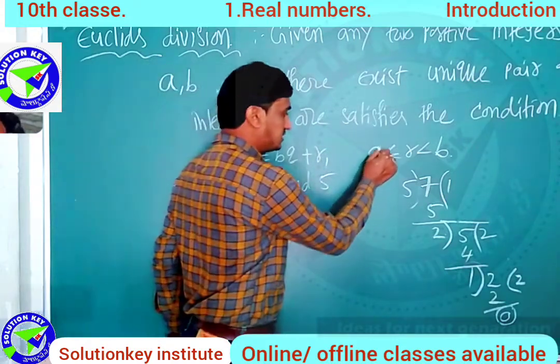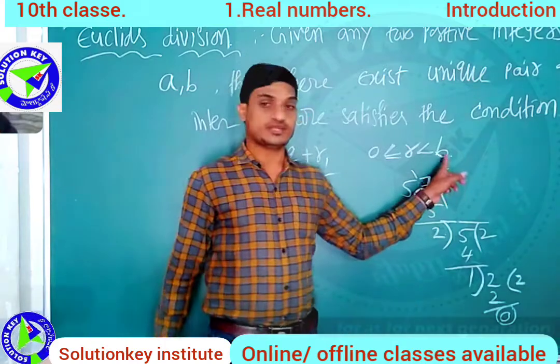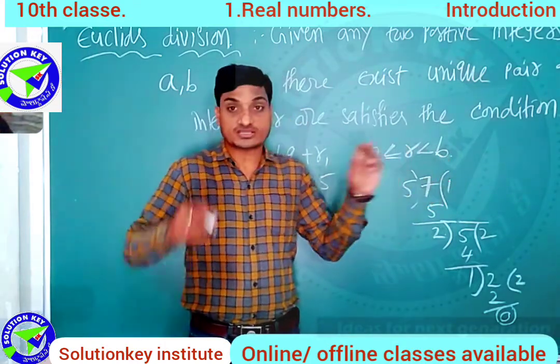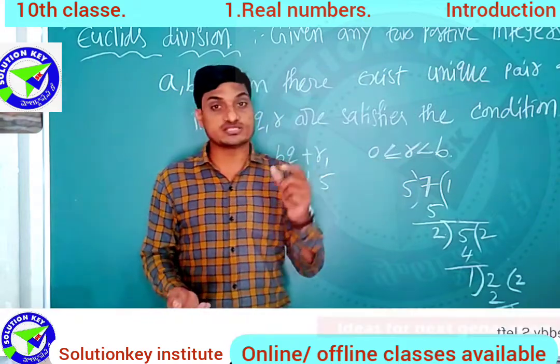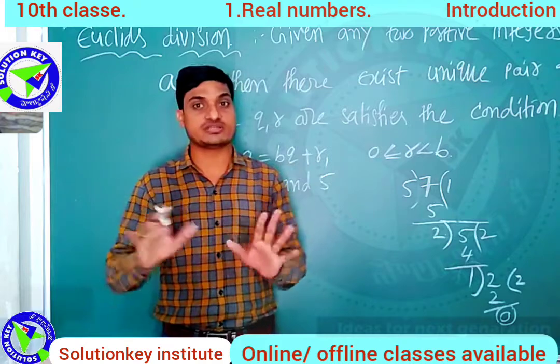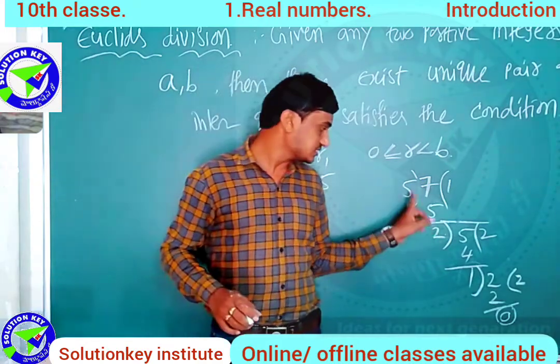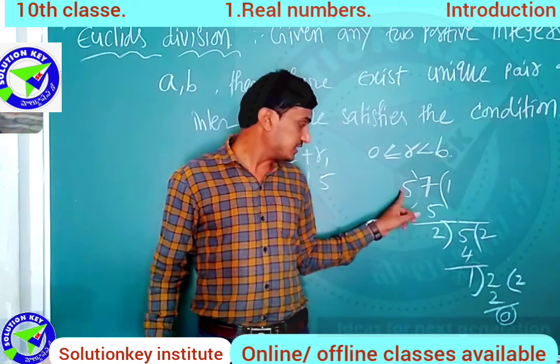0 ≤ r < b. That is, until the remainder is less than b, we have to keep going until you get the zero remainder. That is the condition. See this: 5 × 1 is 5, you are getting the 2, but here 5 is there.